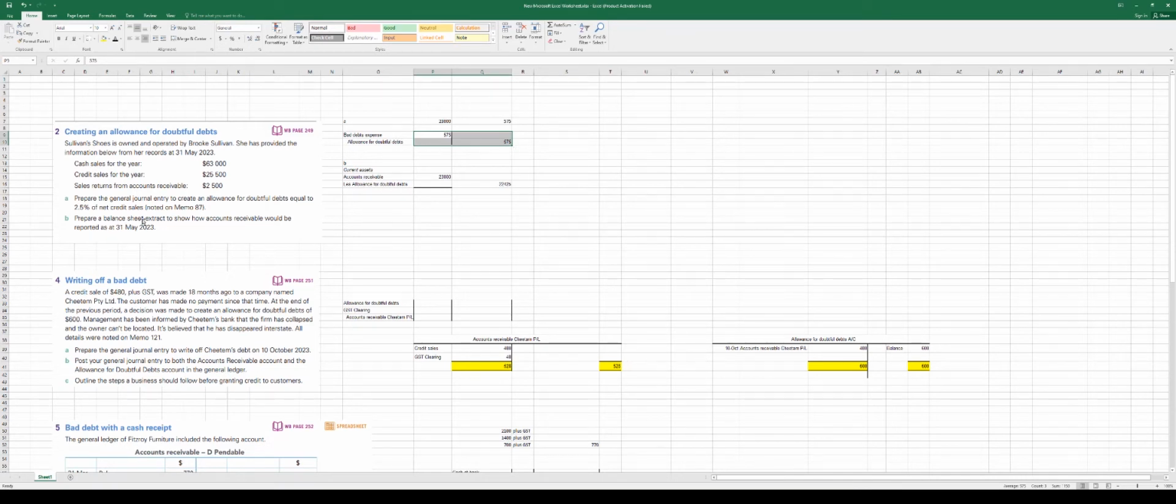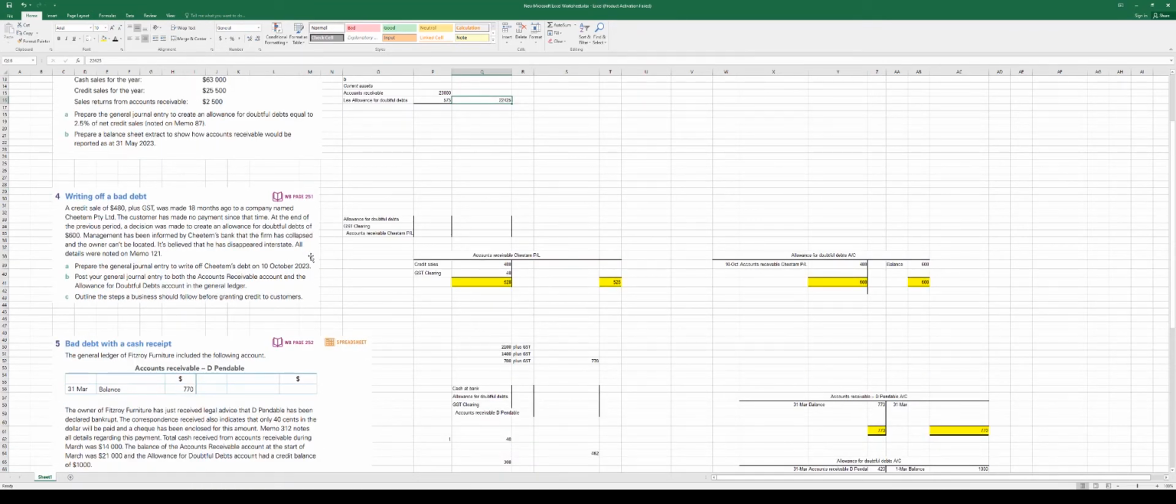Part B, prepare a balance sheet extract to show how accounts receivable would be reported as at 30th of May 2023. You know that allowance for doubtful debts is a contra asset account or reverse asset account, so it directly deducts from the accounts receivable. That is why in the balance sheet we have accounts receivable. Remember, we only record the net credit sales of $23,000 less the allowance for doubtful debts of $575. And then we'd have the total of the accounts receivable. Okay, and that's it for exercise number 2.